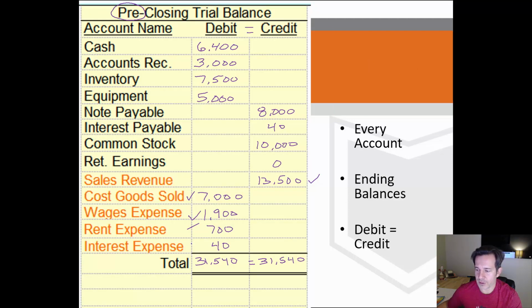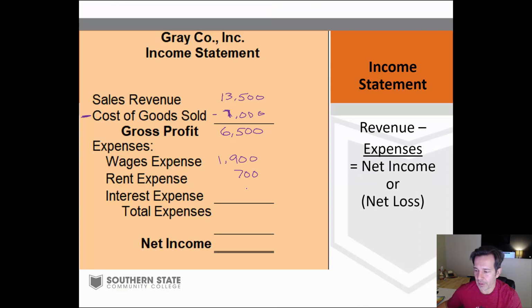We had interest of 40. We're going to add those together. 19 and 7, 2,600, and then another 40. Total expenses, 2,640. All right. Gross profit minus our total expenses would give us our net income. So 6,500 minus 2,640 gives me 3,860. That's my net income.